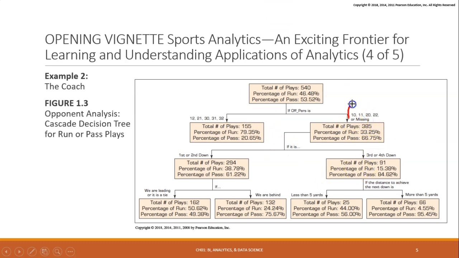On the other hand, if 10, 11, 20, or 22 is on the field, then they have a 66% chance of being successful with a passing play. And of course, the decision tree goes on and stems from there. And this helps coaches make decisions based on the conditions of the game in order to decide whether they should pass or whether they should run and which plays they should be considering.